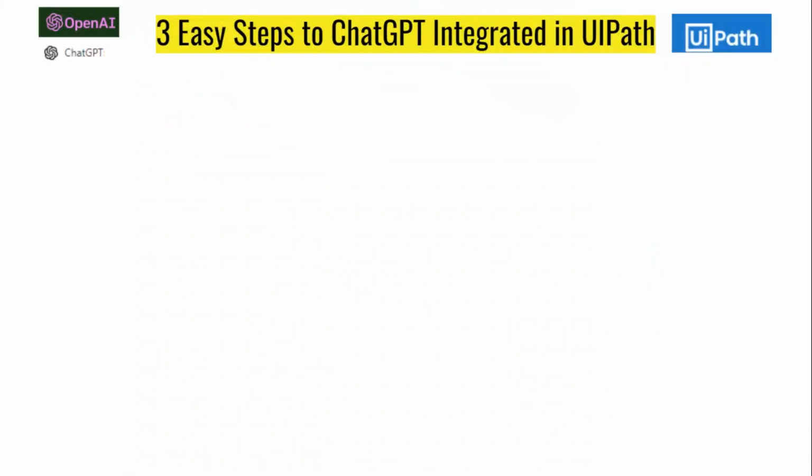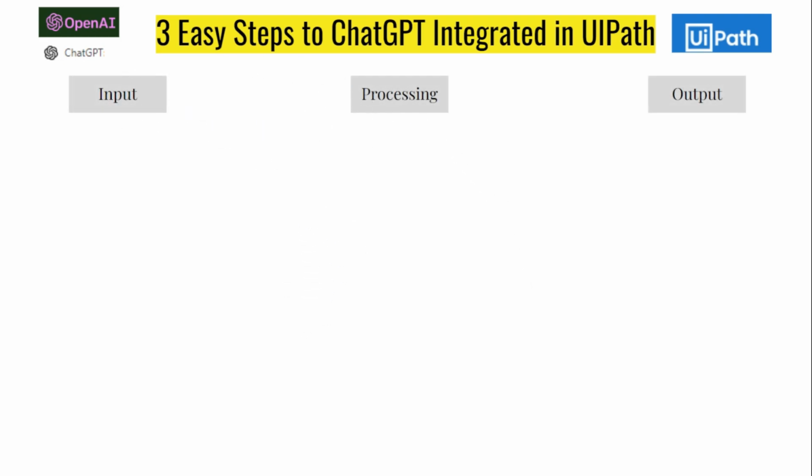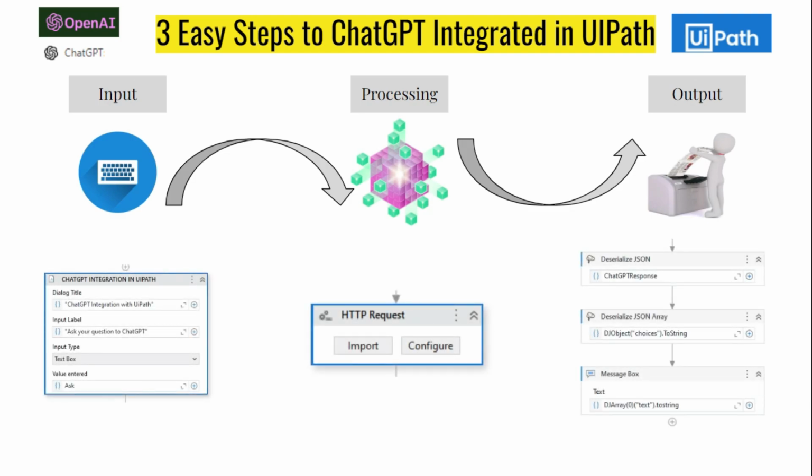Let's see how the ChatGPT and UiPath integration can be done. There are 3 easy steps to get ChatGPT integrated in UiPath: input, processing and output. In the input, you can go for something as simple as an input dialog box or any other input element.